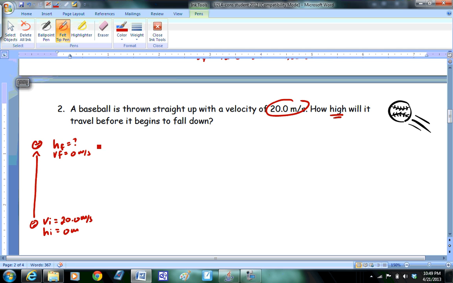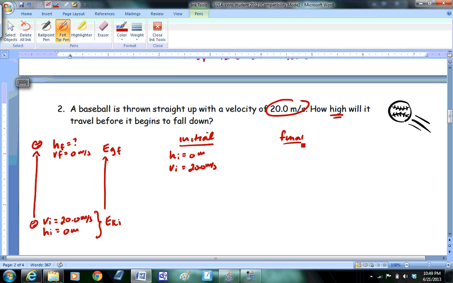So what we have here is we've got Ek energy being transformed into Eg energy. So I'm going to write down my quantities that I know. Initially, I know that my height is 0 on my ground level. My initial velocity is 20 meters per second. And at the end, I have my final height, which I'm trying to find. And I know my velocity is going to be 0 at that point. Speed is going to be 0.